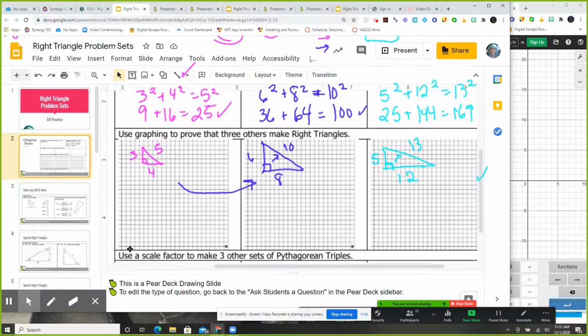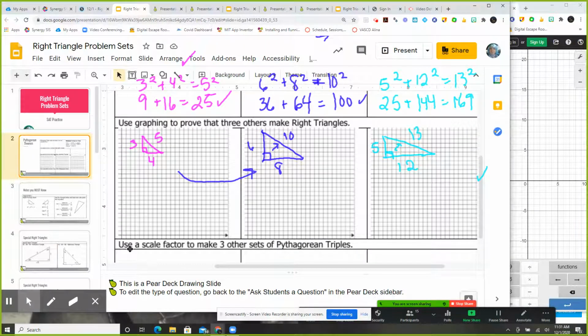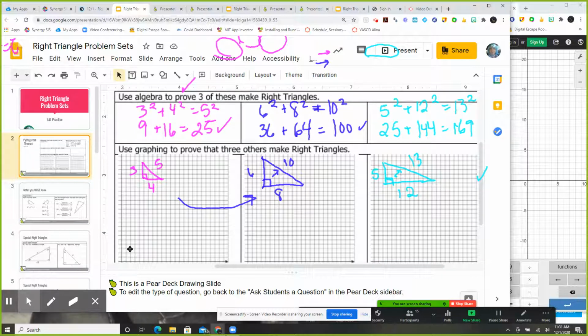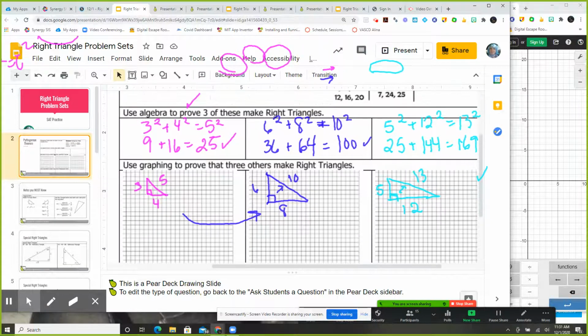I think underneath it asks us to use a scale factor to make 3 other Pythagorean triples. So what could I do with a 3, 4, 5 triangle to make it bigger? What scale factor could I multiply those numbers by? Just like any number? Yeah, any number. Oh, well, that one's 2. It is, we've already used 2. How about if we use 3?